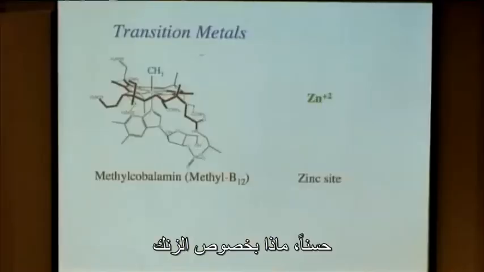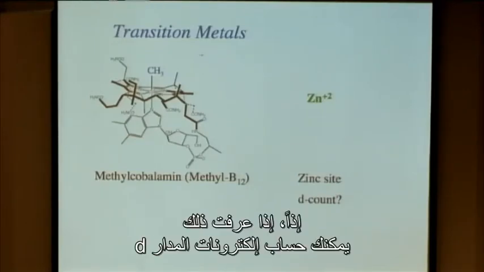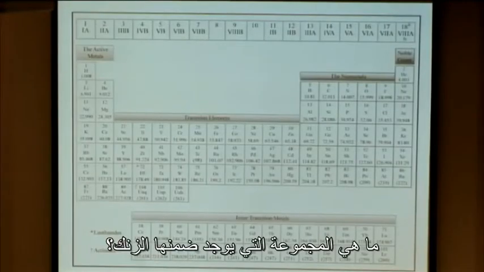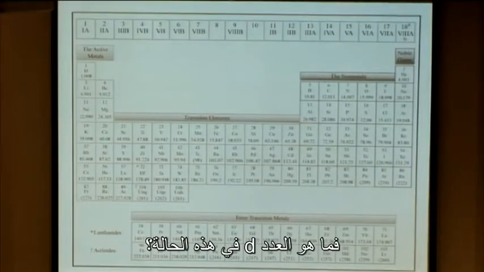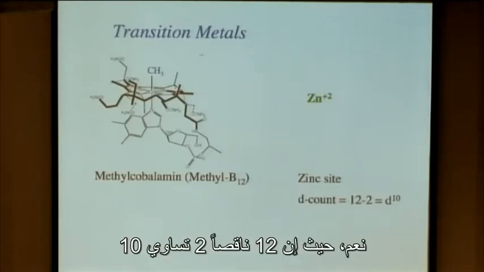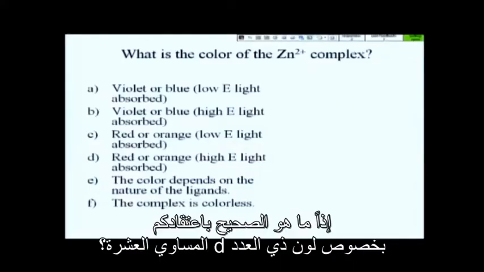All right, so what about zinc? This enzyme has a zinc, and it has zinc in the +2 ion. So if you know that, you can calculate a d count. And so again, we can go to our periodic table. What group is zinc in? 12. So what would be the d count? 10. So 12 minus 2 equals 10. So what would you think would be true about the color of this d10 system?